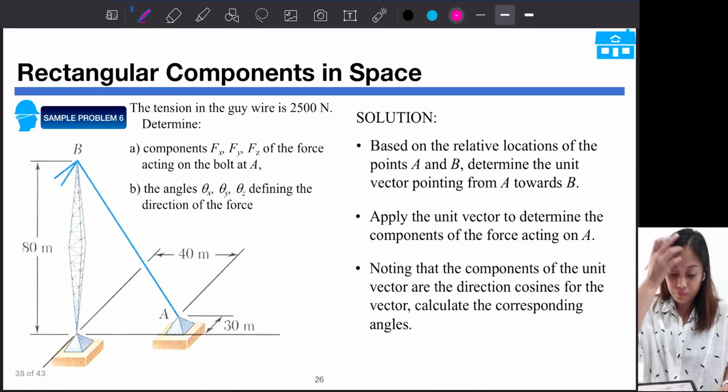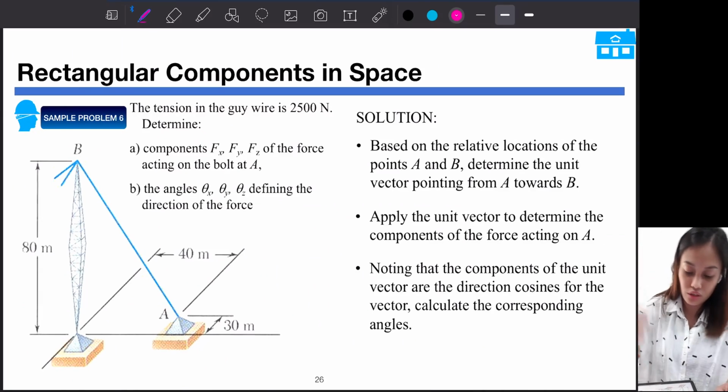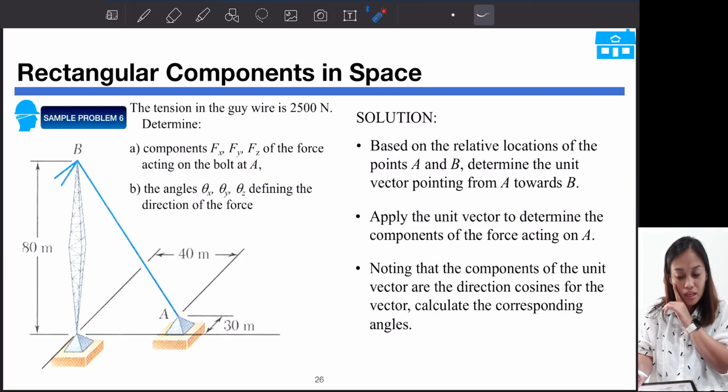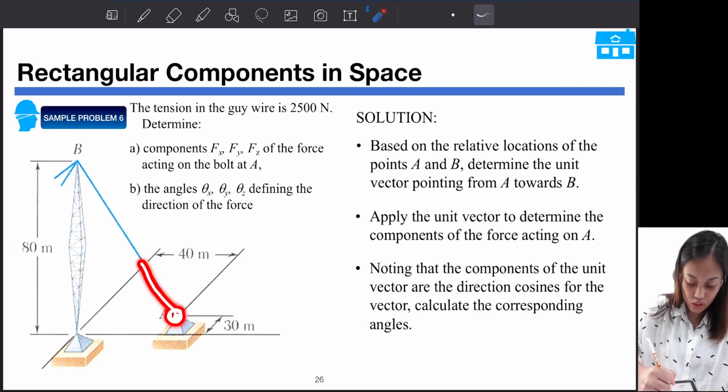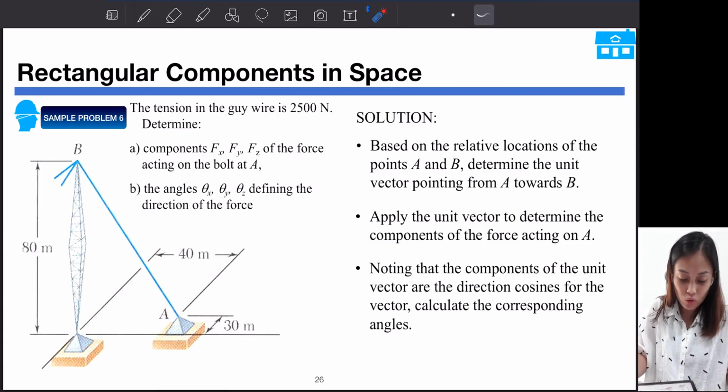Okay, so example 1. It says here, the tension in the guy wire is 2,500 newtons. So, this wire exerts a tensile force of 2,500 newtons. Determine the components Fx, Fy, and Fz of the force acting at bolt A. So, our force acts at A, not at B. It says here that the force acts at bolt A.